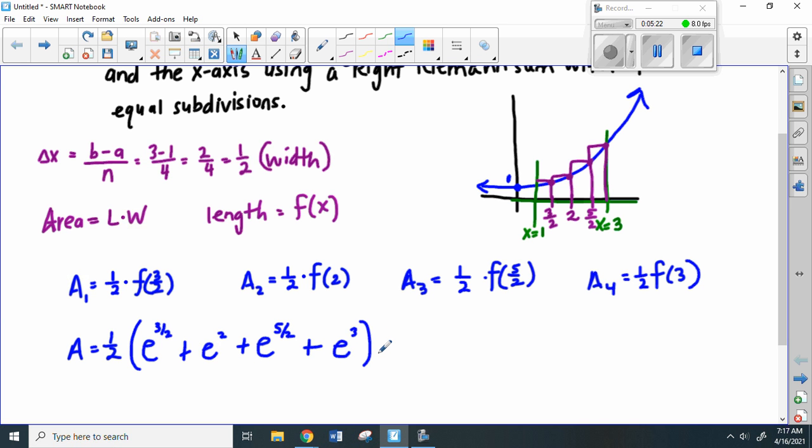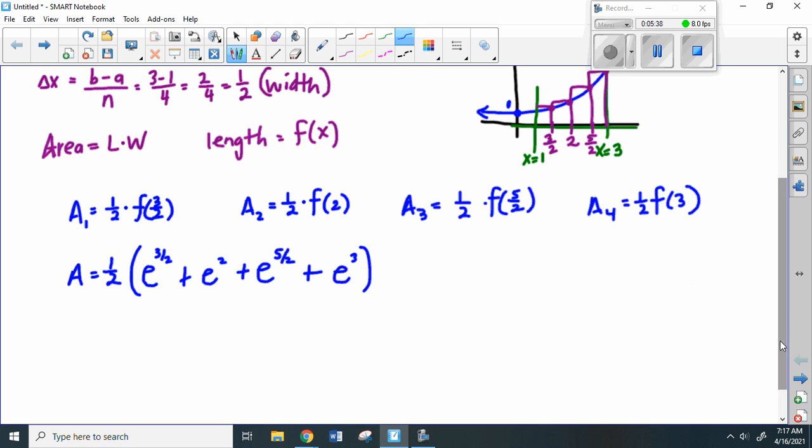And at this point, I don't really care what the final answer is for that, because you would have to type that into your calculator. Well, with Riemann sums, because you're adding up a lot of things, instead of writing out all the terms, you can actually use summation notation. And summation notation is something that you learned a little bit about in Algebra 2.